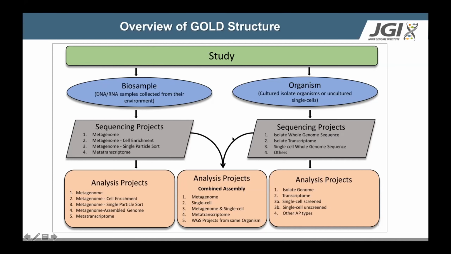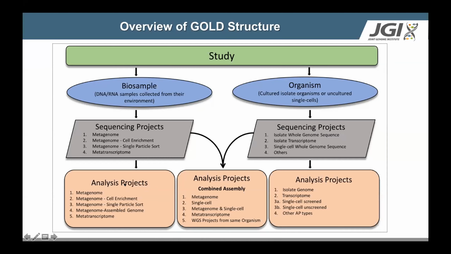And at the third level, the sequencing project entities define the sequencing work carried out for a given biosample or organism. A biosample can be used in a metagenome or metatranscriptome project. Cultured isolate organisms or cultured single cell organisms can be the basis for an isolate whole genome sequencing project or a single cell whole genome sequencing project.